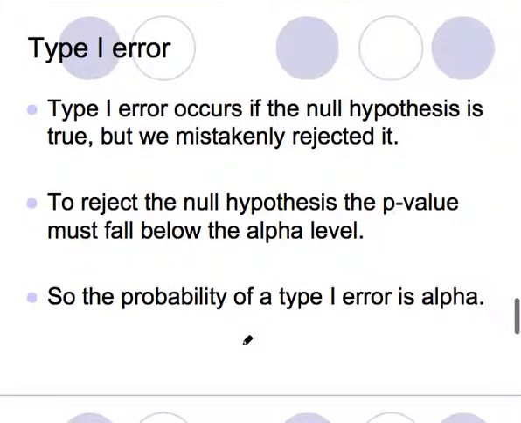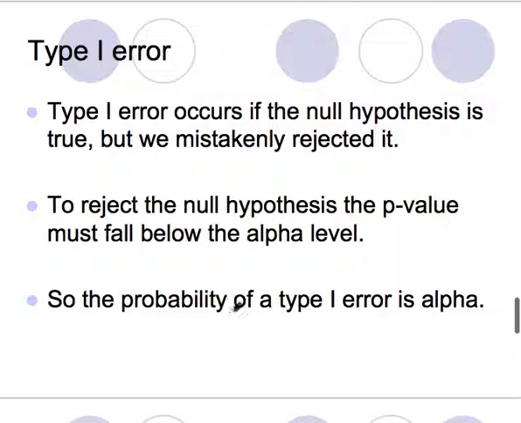With a type 1 error, the probability of a type 1 error is alpha.